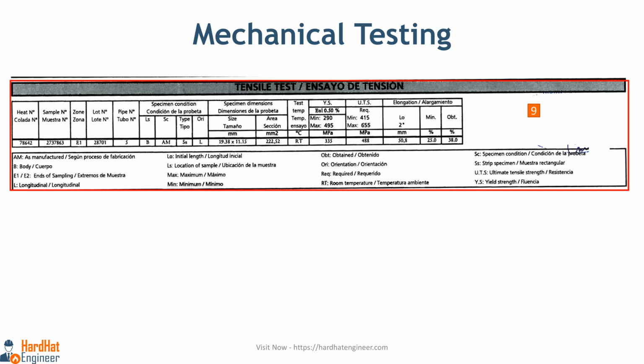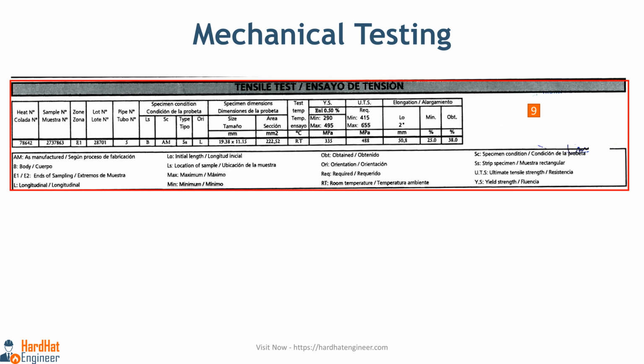YS refers to yield strength with the minimum and maximum acceptable values for the material grade and the obtained result mentioned in the first column. Following yield strength, UTS indicates ultimate tensile strength with the same format of minimum and maximum values alongside the obtained result. The unit for both yield strength and ultimate tensile strength is megapascals.